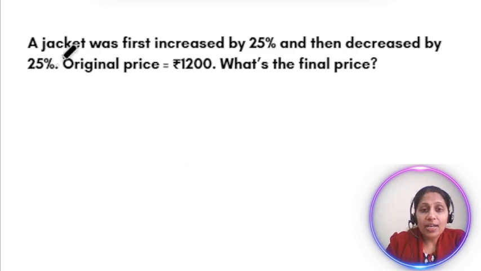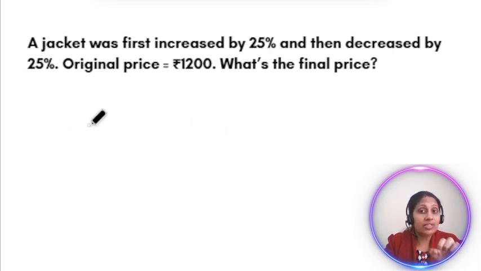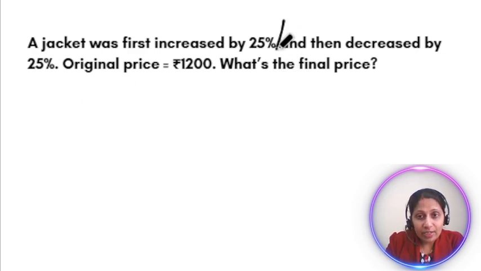Yes, the jacket was first increased by 25% and then again decreased by 25%. So if you notice the question here, there is a percentage increase as well as a decrease. So consecutive increase and decrease happens here. This is another format of questions that you will get in percentage. So let's break this down. We'll break this question in two parts.